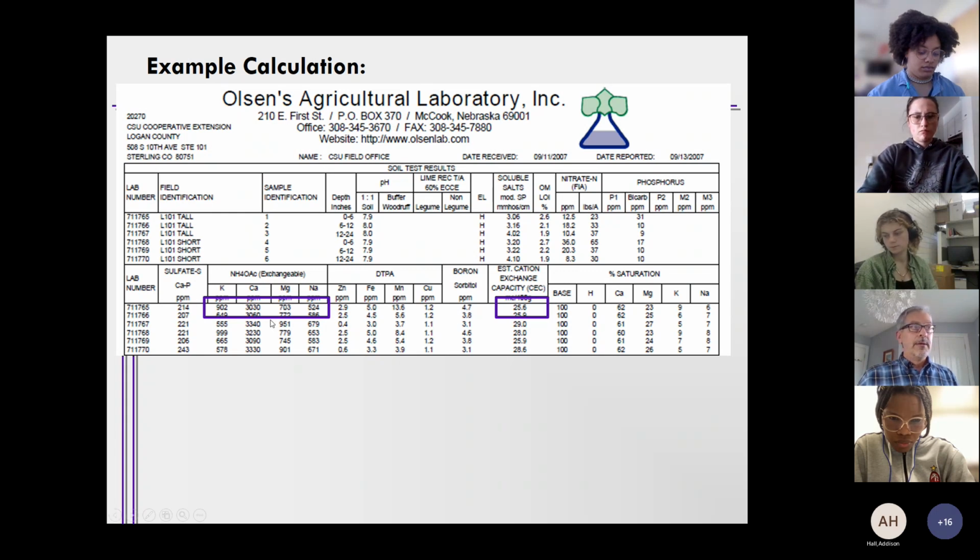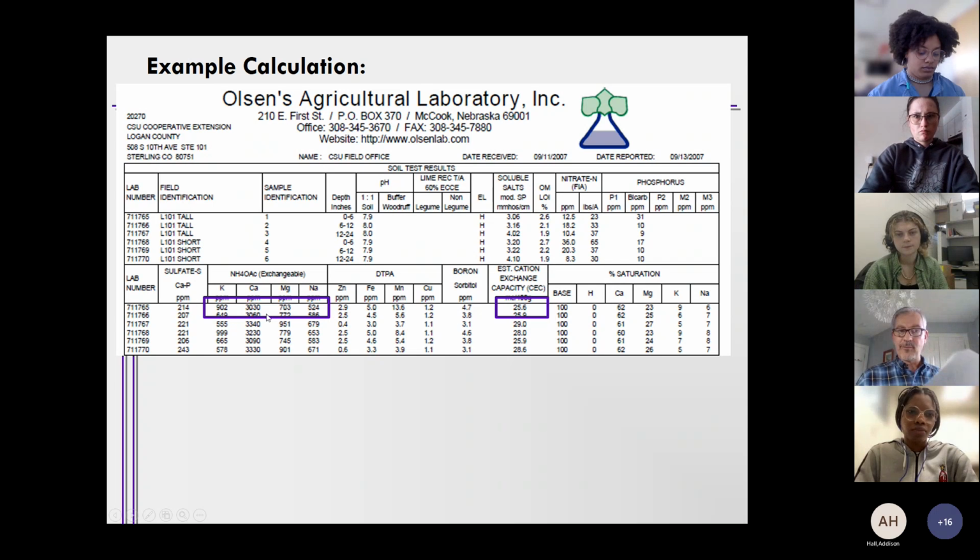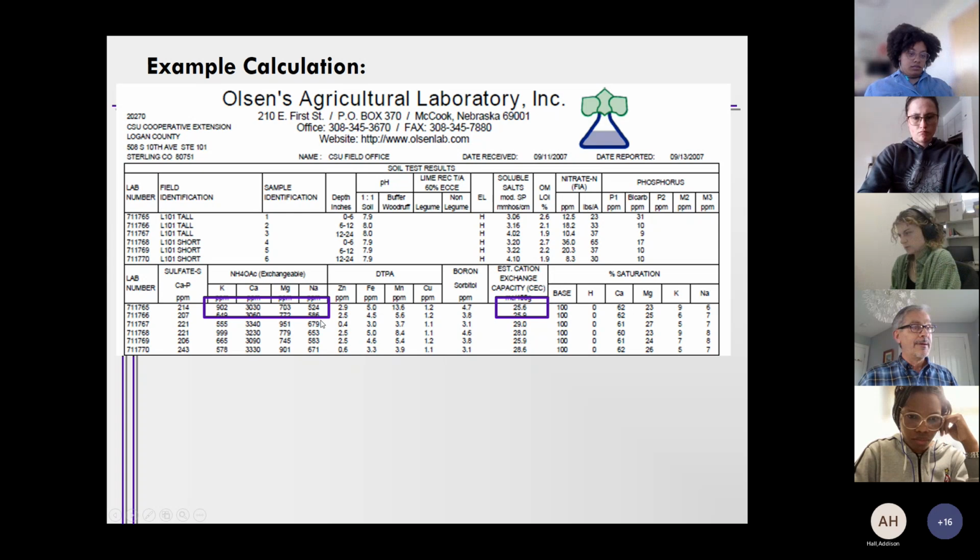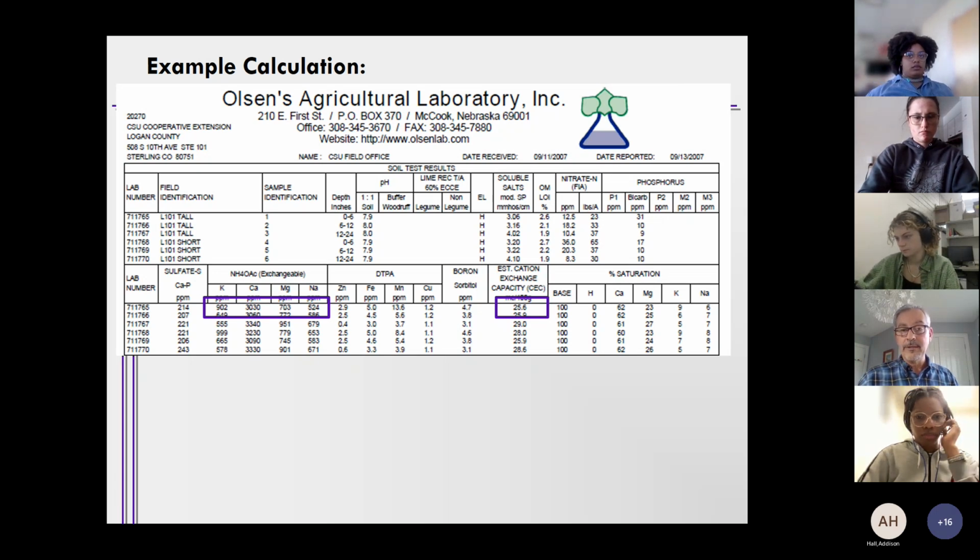So the units over here on the left side of this page, you would get a page like this from a soil testing lab. How did they go from this box on the left to this box on the right? They went from the box on the left to the box on the right by converting all these concentrations in ppm or milligrams per kilogram. They converted them to milliequivalents per 100 grams based on the calculations I just showed you on the previous slide.